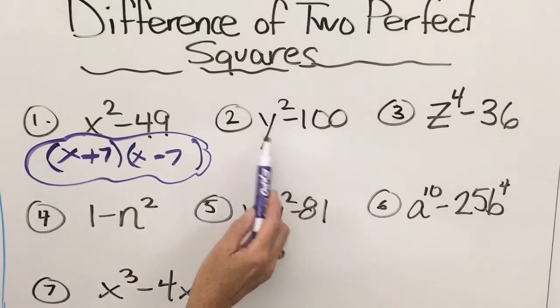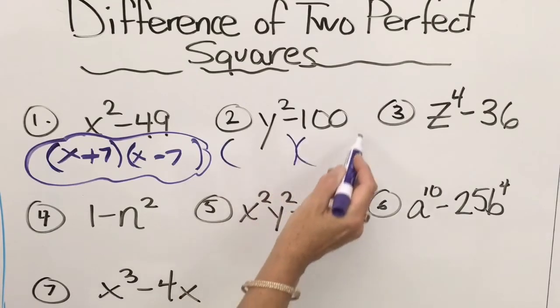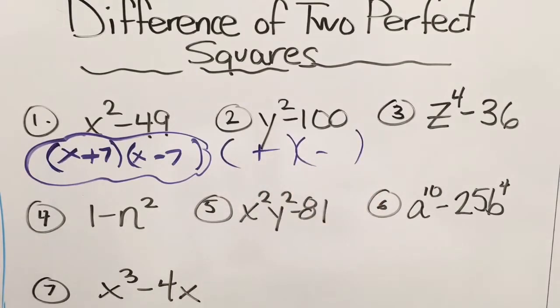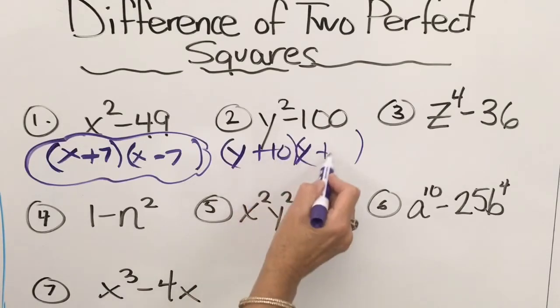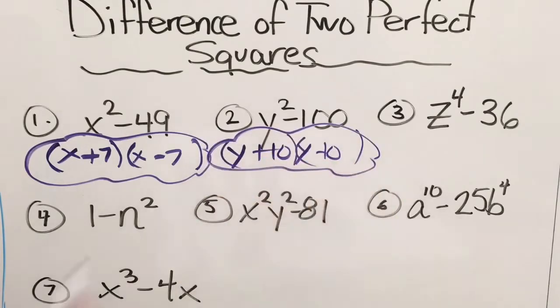Number 2, difference of two perfect squares. Two parentheses plus minus. The square root of y squared is y. The square root of 100 is 10. There's your answer, and circle.